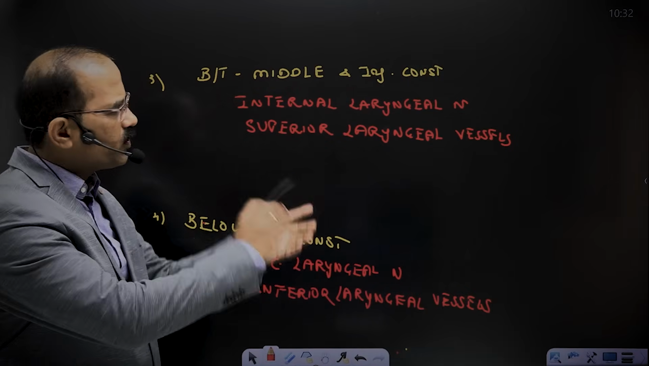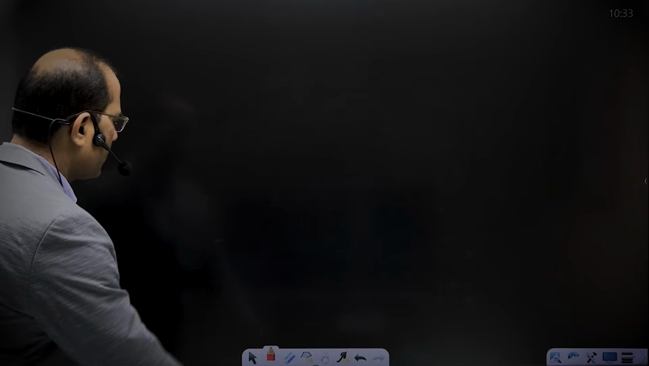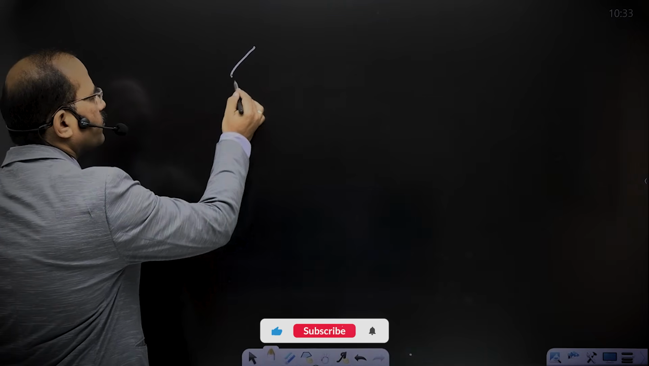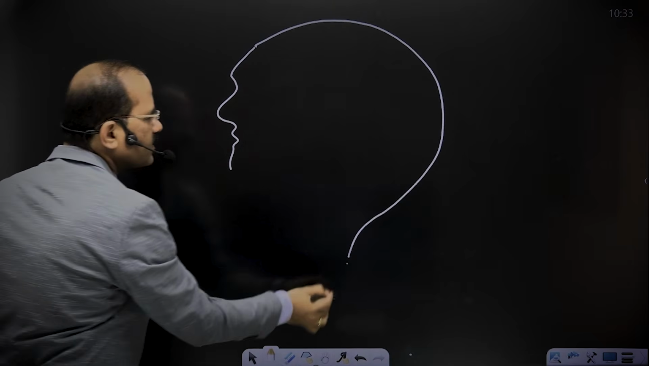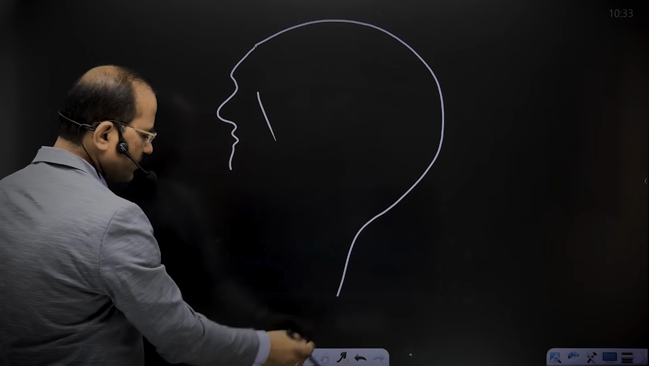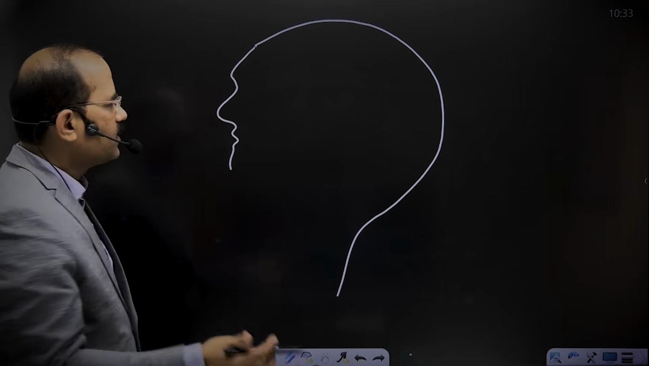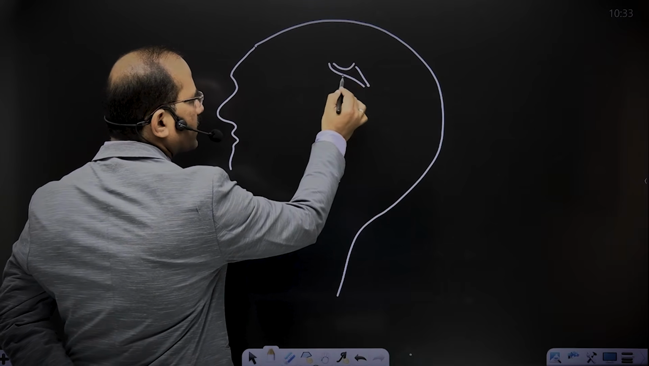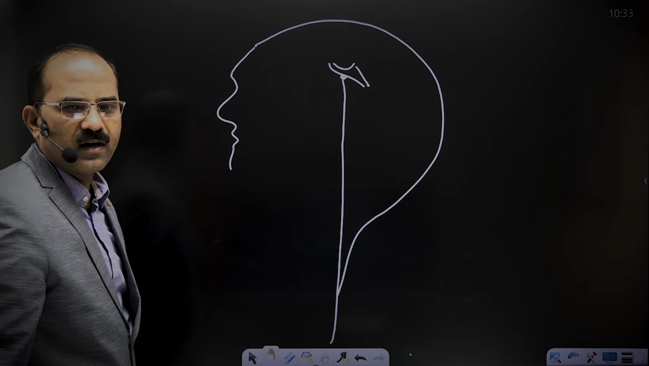Right. Now, I'll draw a slide for you. Just try to understand the slide. Have a look at this. Now, we're taking a sagittal section of the face. Now, I don't draw the eye here. Why? Because we're taking a section, so we're looking from inside. That's the base of the skull here. That's a pharyngeal tubercle. What is that? Median raphe. That's a median raphe. Clear?